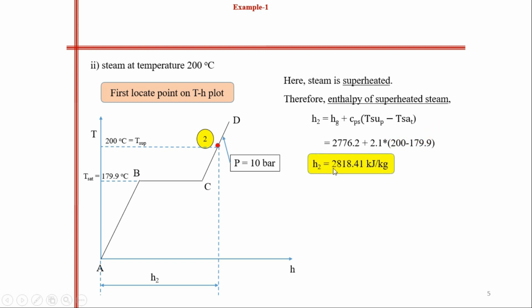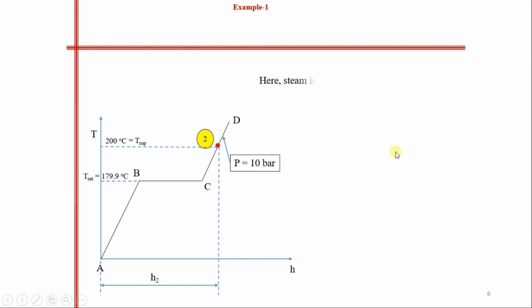So H2 comes to 2818.41 kilojoule per kg. This is specific enthalpy again, so we need to multiply it with the mass to get enthalpy in kilojoule. Now the internal energy of this point 2, which is superheated. The equation is again the same: U2 is equal to H2 minus P V2, where H2 we already found, minus the pressure, which is 10 bar, and the volume of point 2.